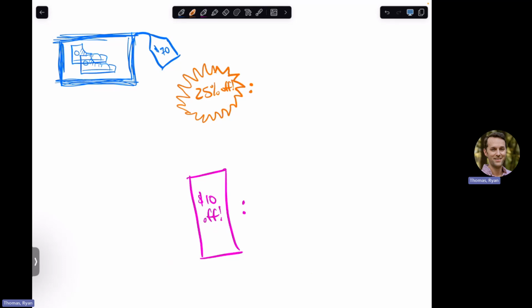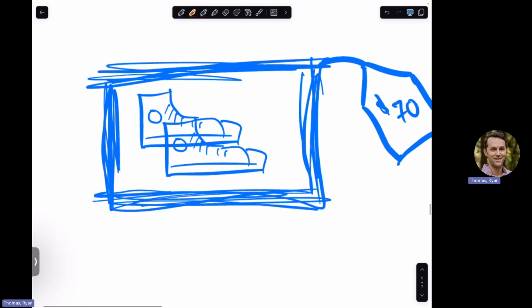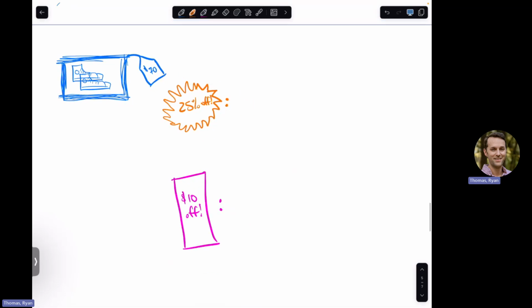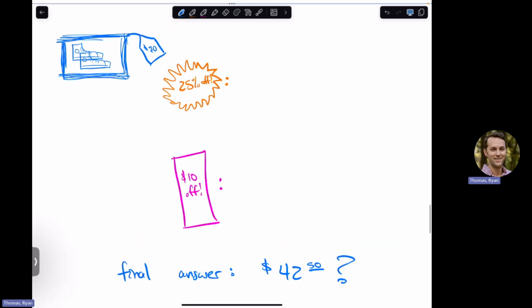Okay. So how much is this pair of super cool, apparently transparent Chuck Taylors going to cost us? 42.50. 42.50 maybe. Okay. So the question was, they're on sale for 25% off, and you have a coupon for an additional $10 off. Final sale price, how do you find it? And then does anything change if we switch the order?